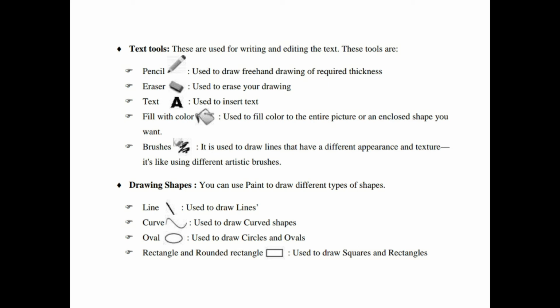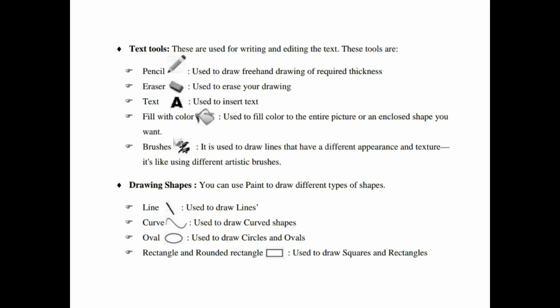Next one is fill with color. This is an important tool. It is used to color the drawn picture. After drawing the picture, to fill color into the picture, we have to use this icon, called the fill with color tool. Next one, brushes. This is a tool which is used to draw lines that have a different appearance and texture. To draw straight lines or curved lines of different appearance and texture, we use the brush tool.